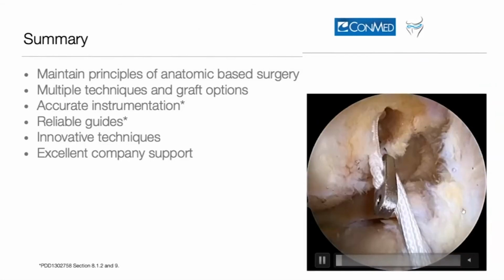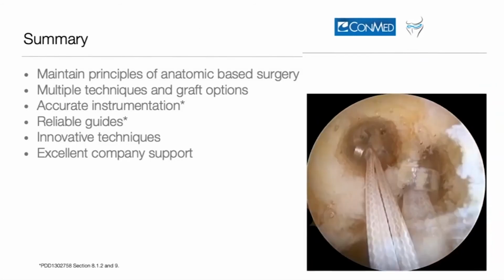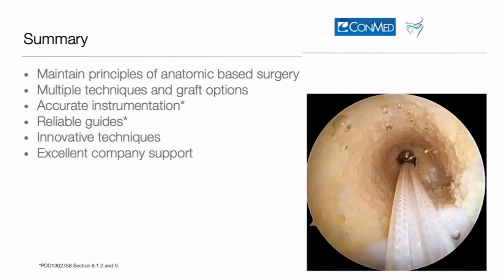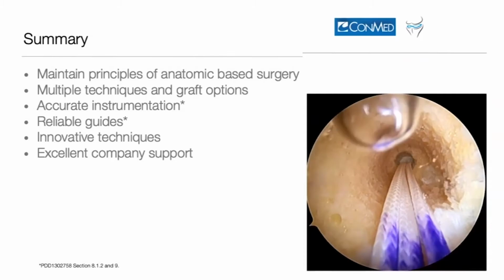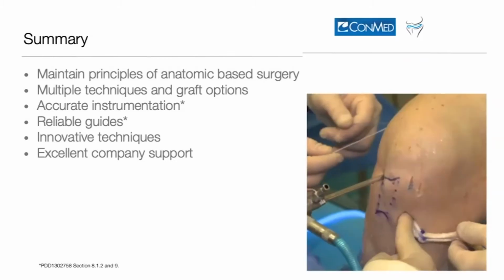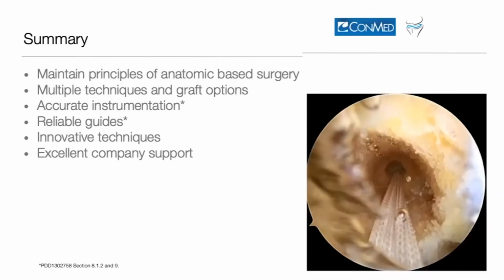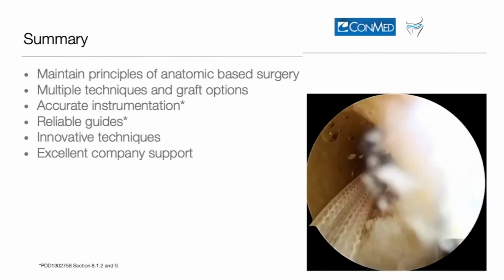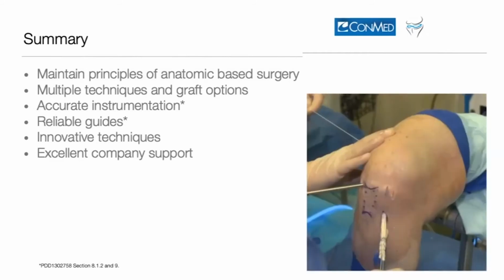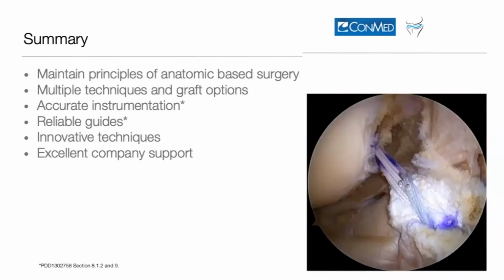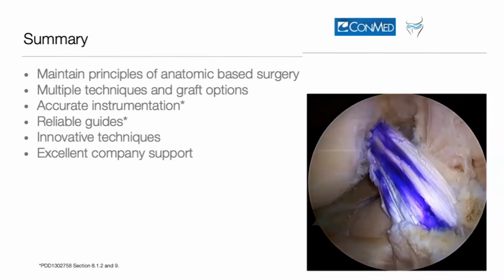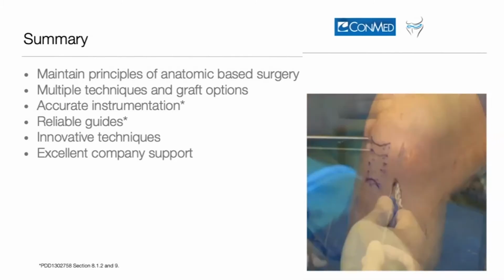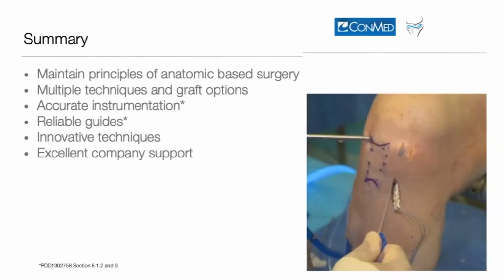So in summary, what we've been through is the techniques. The principle here is to maintain the basis of this anatomic surgery, to get the graft exactly where we want to, the easiest method to do it, and to get it in the right place. That's still a key principle. Shown multiple techniques, and we've got multiple graft options. We haven't really covered the use of allografts, but essentially that is the same way as using a through tibial tunnel technique or an all-inside technique.